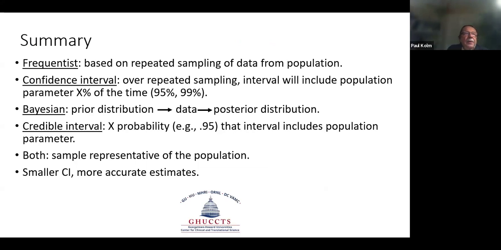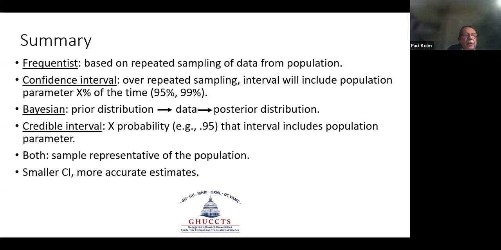So just in summary, frequentist is based on repeated sampling of data from a population. The confidence interval is related to repeated sampling, and you get a confidence interval of 90, 95%, 99%, whichever you want to do. That refers to the interval including the population parameter X percent of the time, 95% usually.